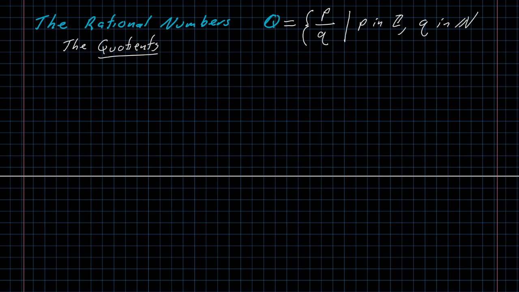And then I put a vertical line and I describe what's going on with that p and q. In this case, p is any integer and q is any natural number. Right, so this is called set builder notation.